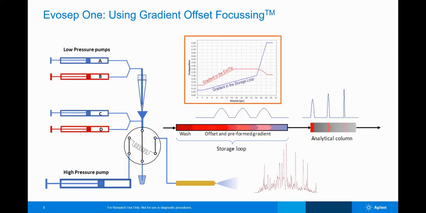After the sample is eluted from the Evotip, the other two pressure pumps will deliver another gradient, which is relatively gentle. It will offset the first gradient and make a preformed gradient in the storage loop. Then the high pressure pump will push this preformed gradient in the storage loop onto the analytical column.